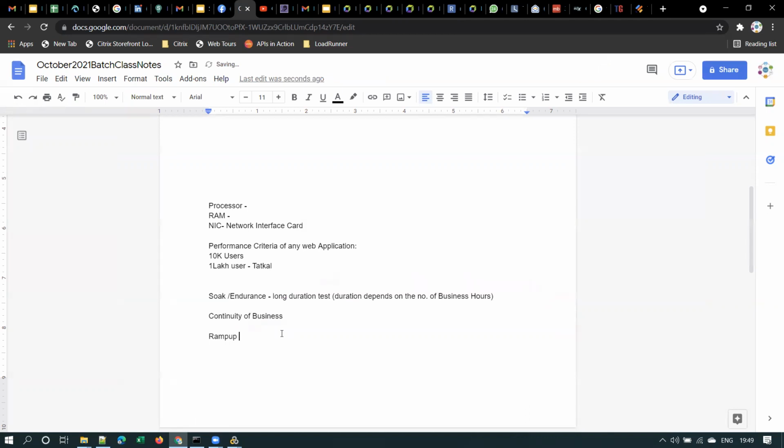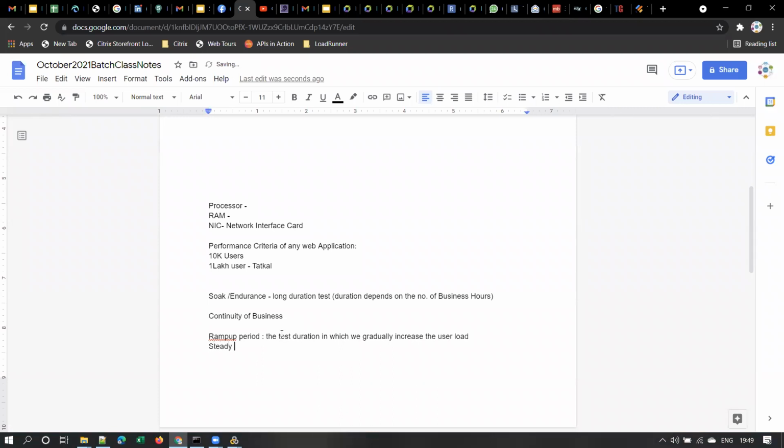Ramp up period. What is the ramp up period? It is the test duration in which we gradually increase the user load. That is called the ramp up period.